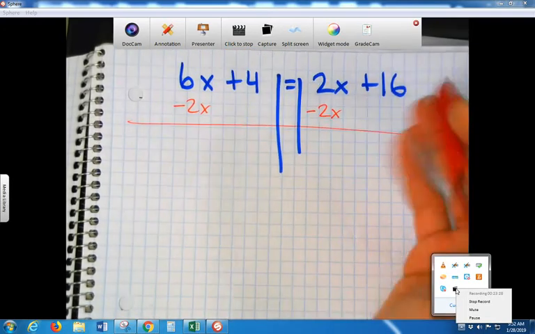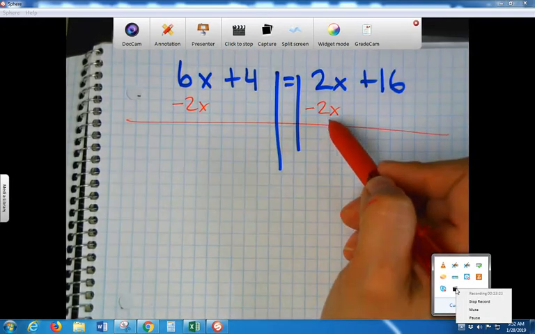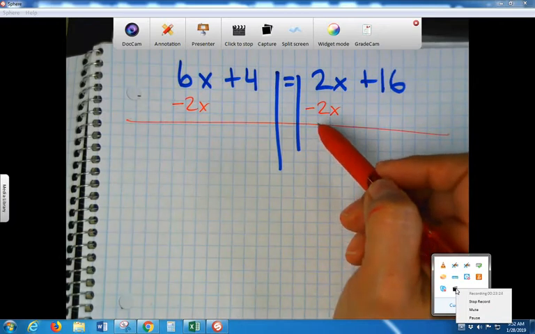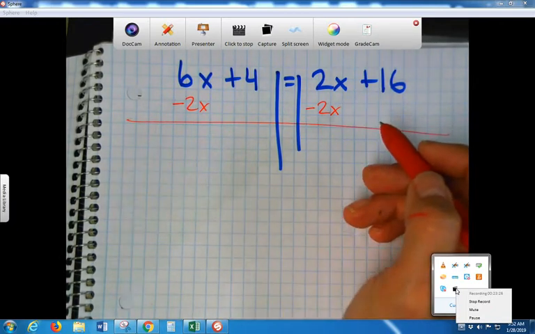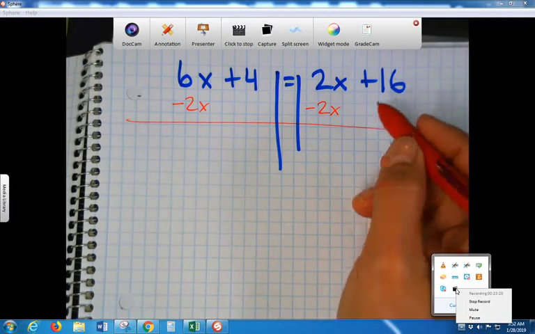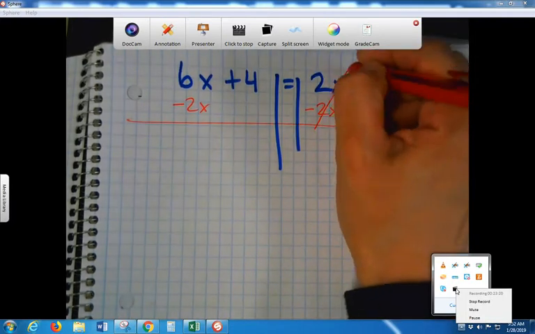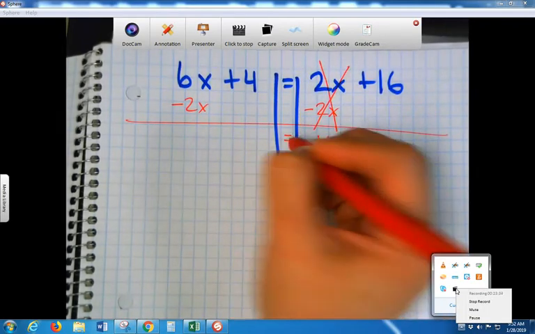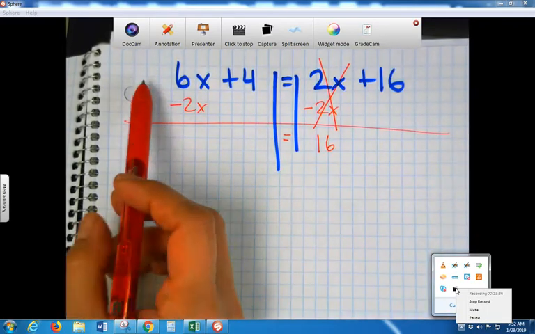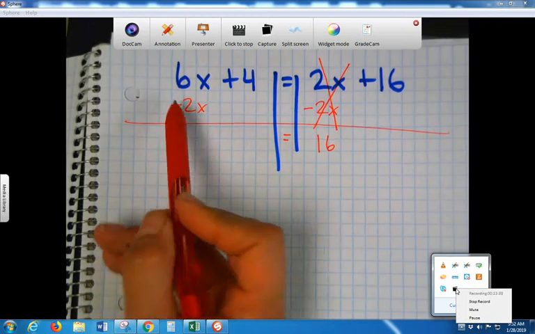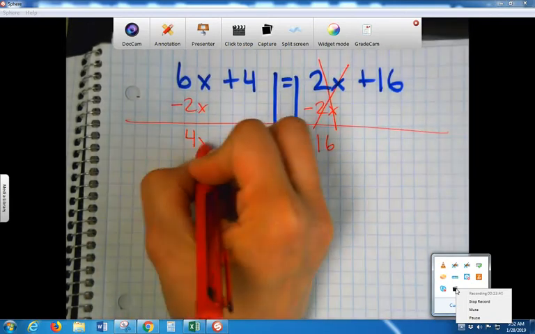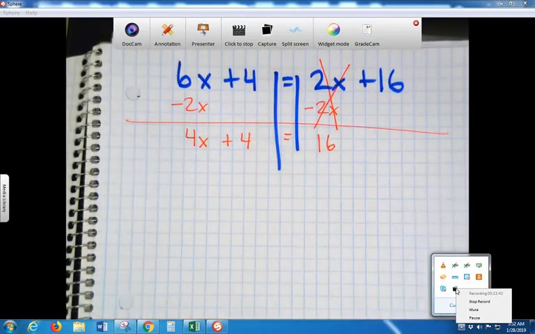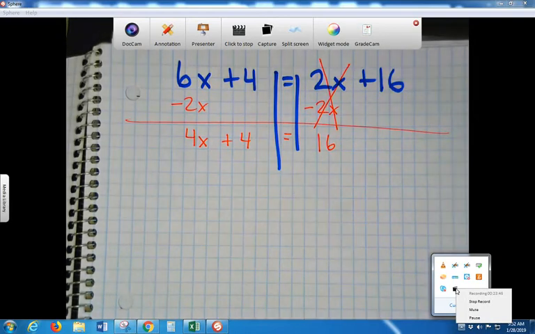Notice I'm moving it with the X. I'm not just getting rid of 2. I'm moving it as a group. As a group, we're moving it to the other side. So what happens here is this gets eliminated. We're left with 16 is equal to. What's 6x minus 2x? 4x. Very good. 4x plus 4. You can take it from here.